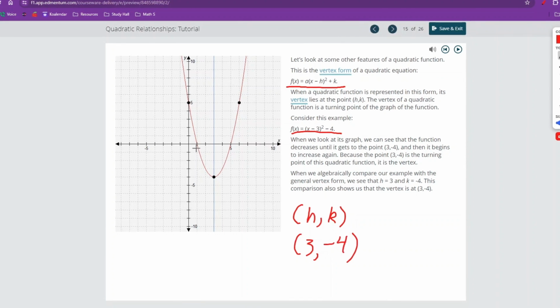So our vertex is going to be 3, 4. Once you know it, we go over 3, down 4, there it is. So that's how we find the vertex. And it's called vertex form because the vertex is very easily found when given this form.